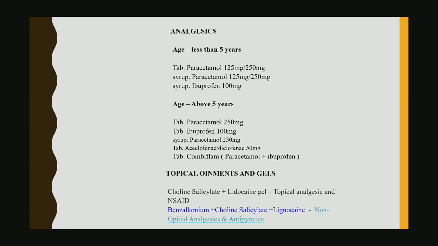choline salicylate and lignocaine gel can be used as a topical analgesic and NSAID gel in case of abscess, ulcer or oral lesion, and benzalkonium plus choline salicylate plus lignocaine is also a non-opioid analgesic and antibiotic, which can be used for the same conditions.